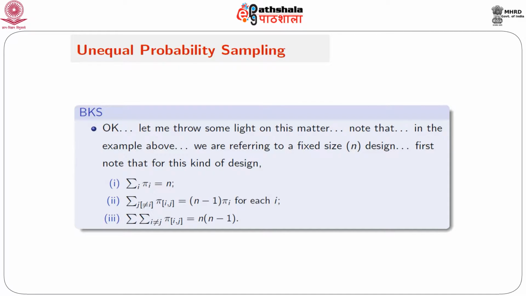Note that in the example above, we are referring to a fixed size design, sample size being little n. For this kind of design, sometime back in one of the modules, I mentioned and we went through these particular relations involving the first and second order inclusion probabilities. If the sample size is little n fixed for all samples, then the sum of the inclusion probabilities is equal to little n. Then the third relation says double summation pi ij over all i not equal to j is n into n minus 1, and the second relation is something relating to pi i for fixed i. Those are the relations that we know.